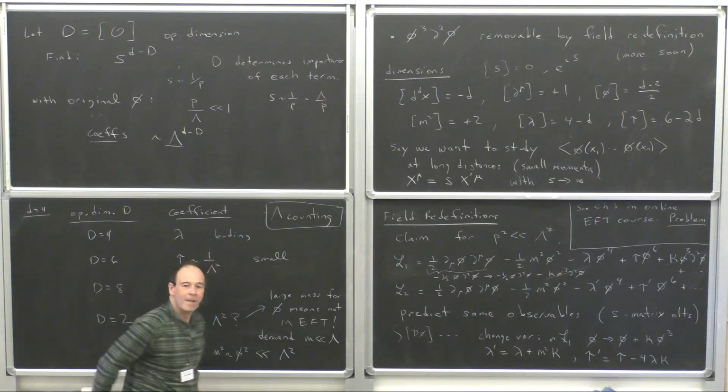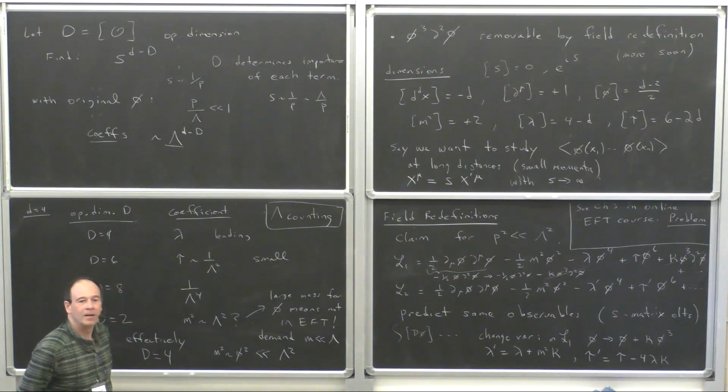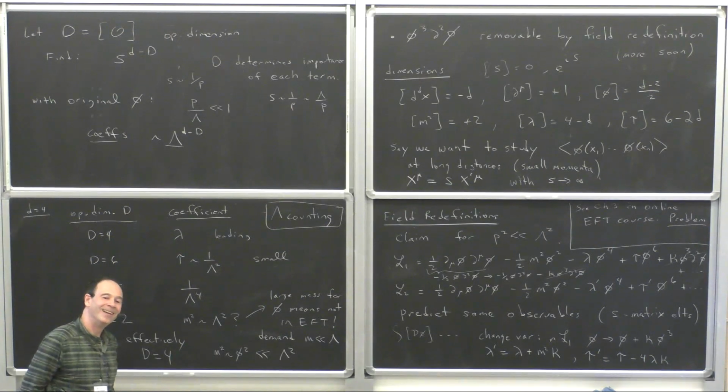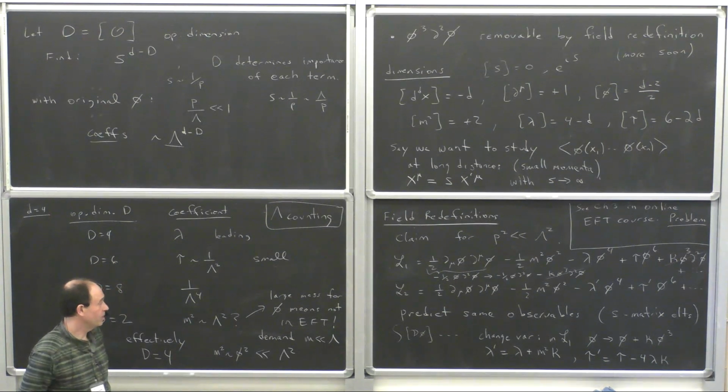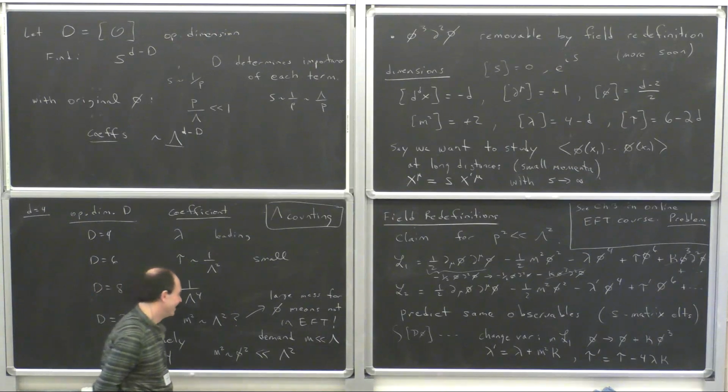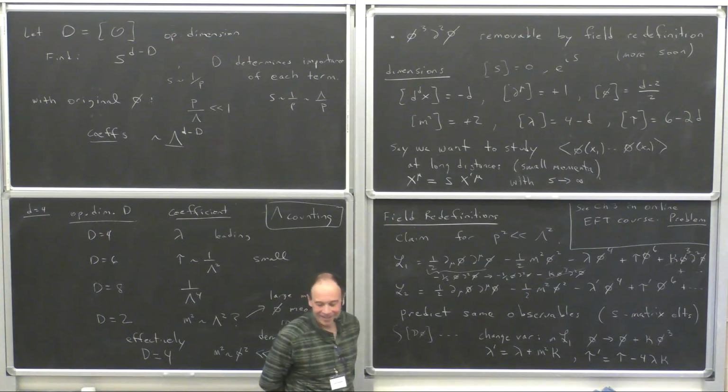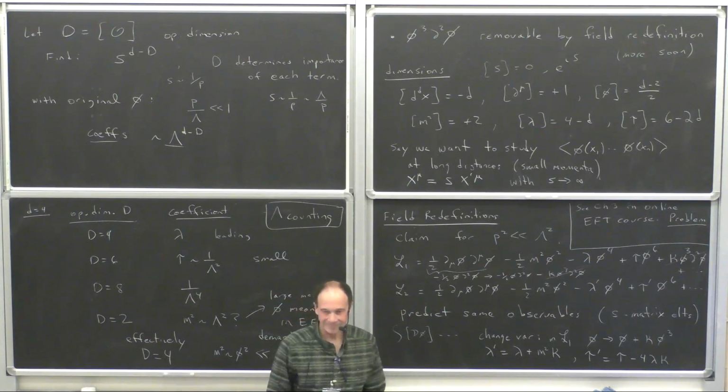Yep. It's true for S matrix elements, which are evaluated on shell. Yeah. So for Green's functions, it wouldn't be true. But Green's functions aren't observable. So that's okay. It might not even be gauge invariant. Yep.